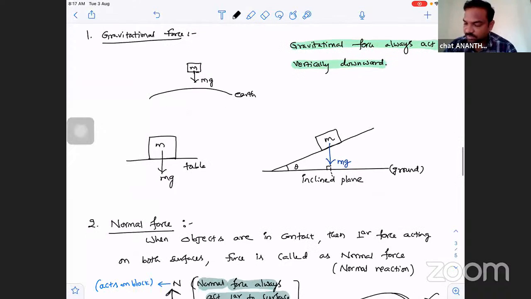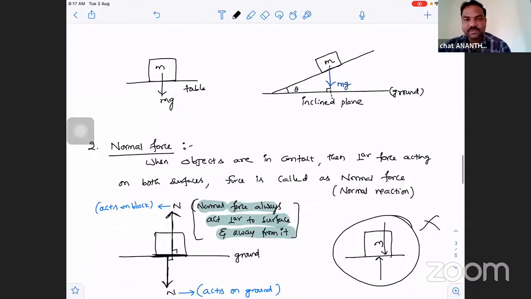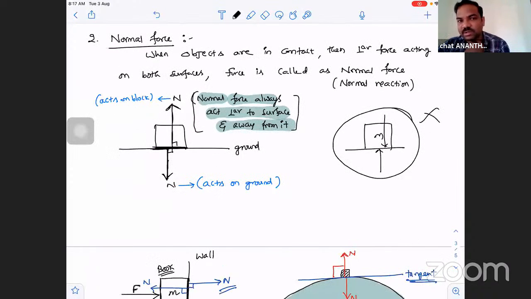Next force is normal force. Normal force will act whenever two bodies are in contact, and this will act perpendicular to the surface and away from it. Normal force always acts perpendicular to the surface and away from it. So this is called one component of the contact force.